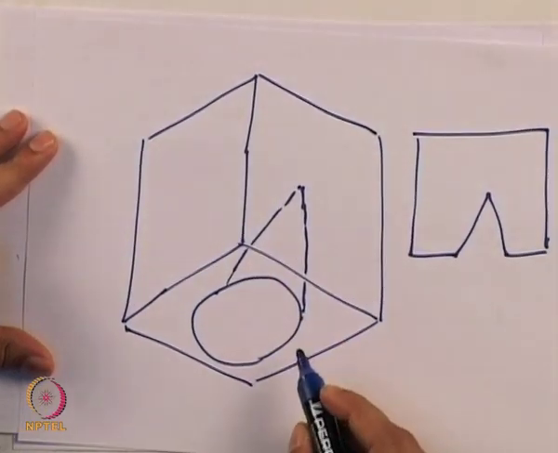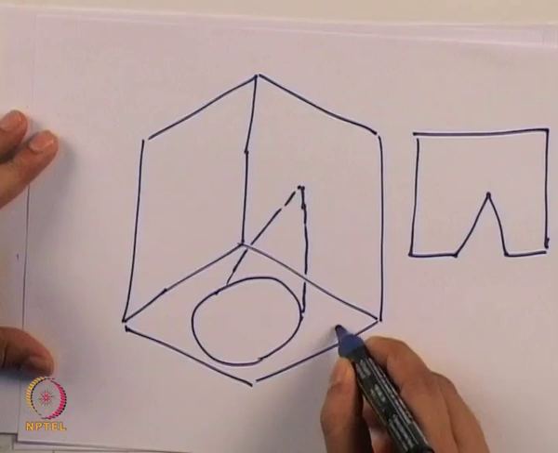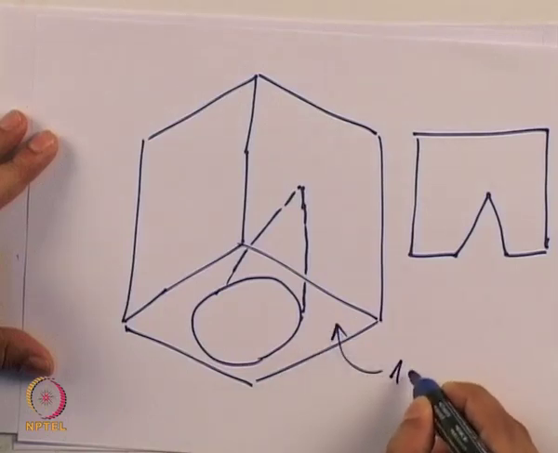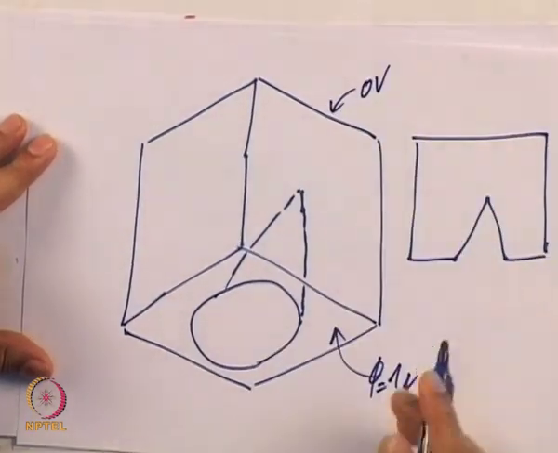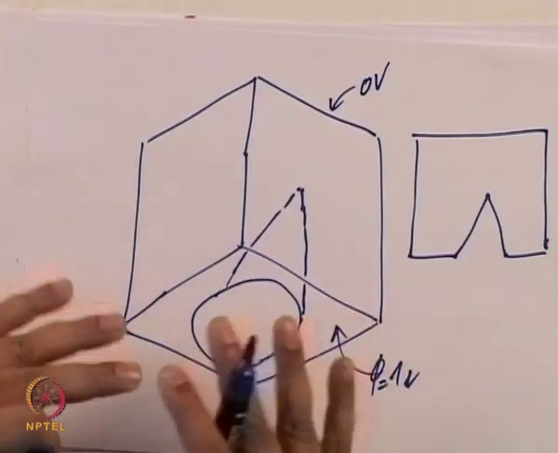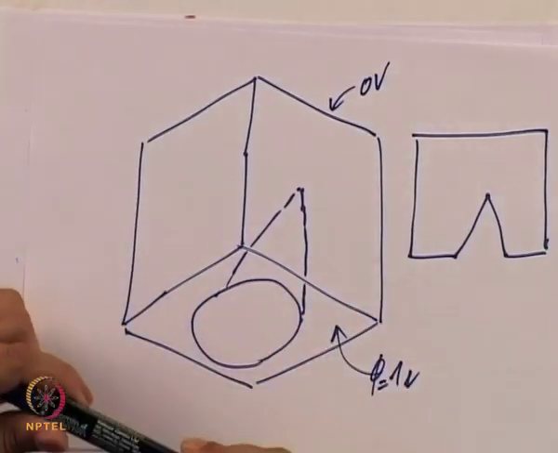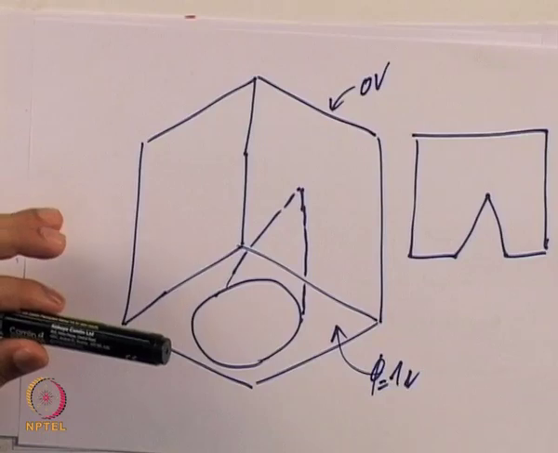So the bottom part is going to be at 1 volt, phi equal to 1 volt. The top part is going to be at 0 volt. We did that so as to change the problem slightly for us to compare the results.